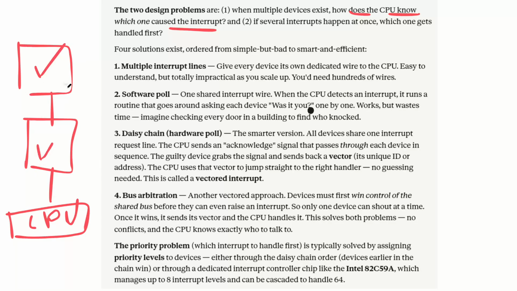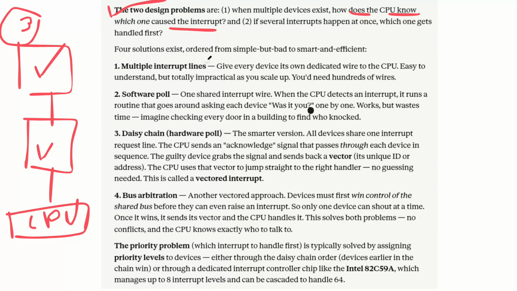And also, let's say 3 devices give an interrupt to the CPU at the same time. How does the CPU choose which interrupt to handle? These are the problems. The first problem is, when multiple devices are there, how does the CPU know which one caused the interrupt? The second is, if several interrupts happen at the same time, how does the CPU decide which to handle first? These are the two design problems.